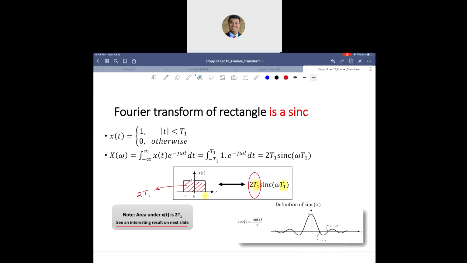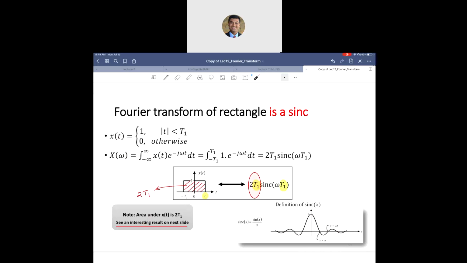Now, just to recap, the definition of sinc is sine x over x, and it looks like this. At x equals 0, you get a 1, and when x is pi, 2 pi, 3 pi and so on, or negative pi, negative 2 pi, negative 3 pi and so on, all those are the zero crossings of the sinc. That's the definition of the sinc function.